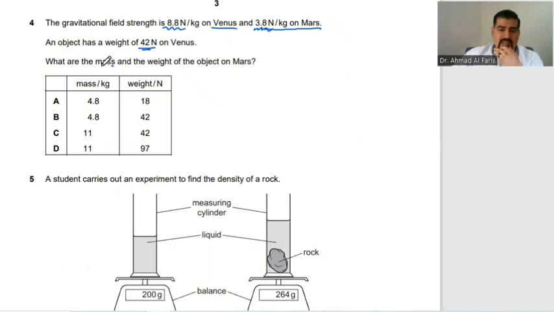What are the mass and the weight of the object on Mars? Now, the mass doesn't change for any object. The mass remains constant, on Venus, on Mars, on Earth, anywhere, unless we add an extra mass to it or we subtract a mass from it. We take off a certain mass of it, or we join other objects to each other, the mass increases, or we split objects from each other, the mass will what? Decrease. So the mass remains constant here and doesn't change. So we have to find the mass here.